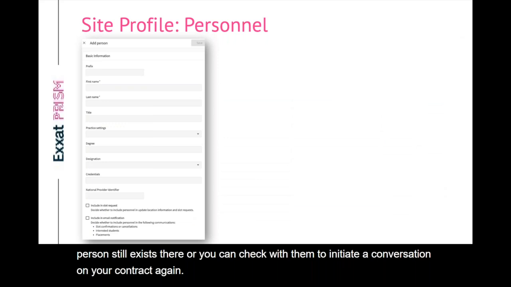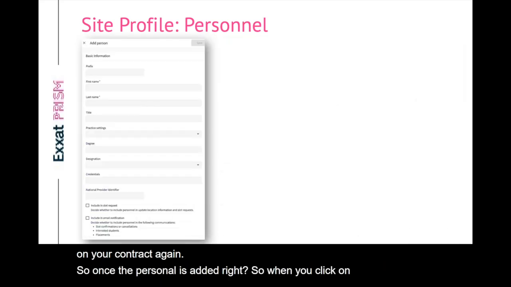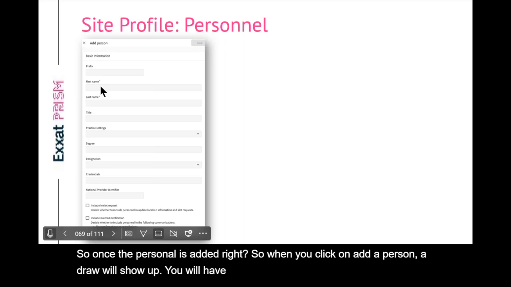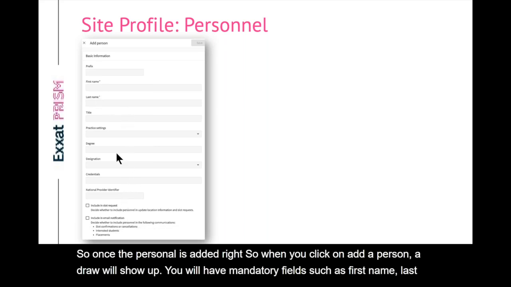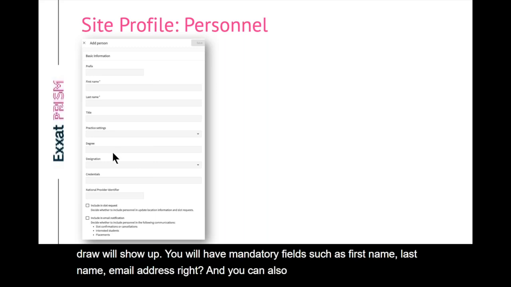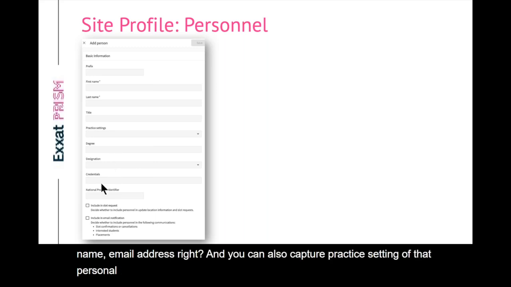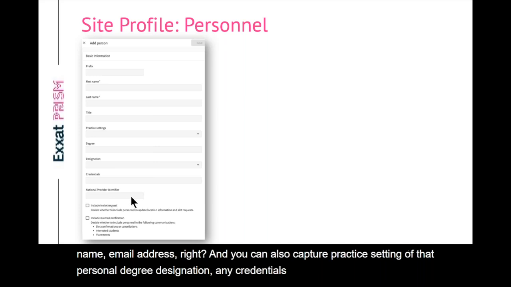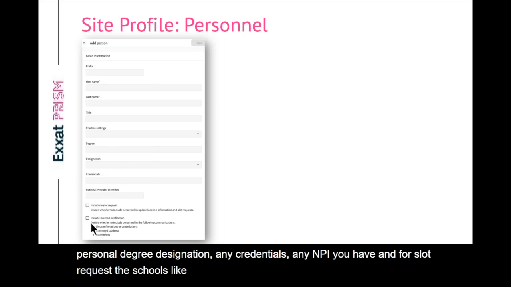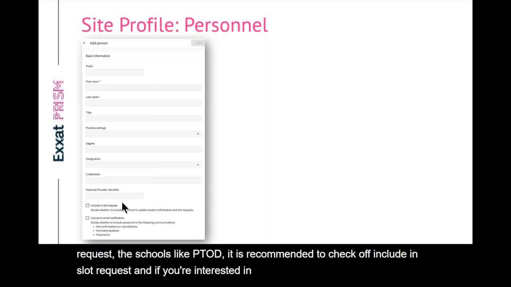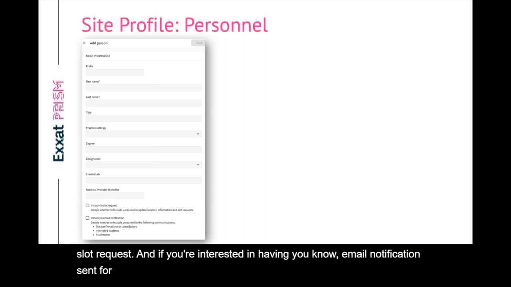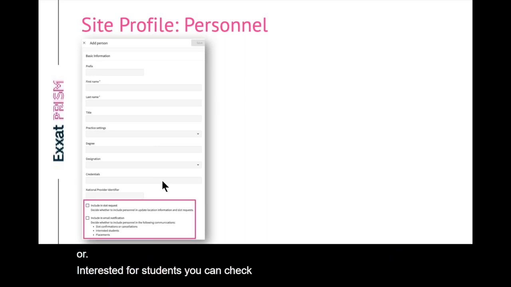So once the personnel is added, when you click on add a person, a drawer will show up. You will have mandatory fields such as first name, last name, email address, right? And you can also capture practice setting of that personnel, degree, designation, any credentials, any NPI you have. And for slot request, the schools like PT, OT, it is recommended to check off include in slot request. And if you're interested in having email notifications sent for them, for example, for placements, for slot confirmations, or interested students, you can check off the checkbox.